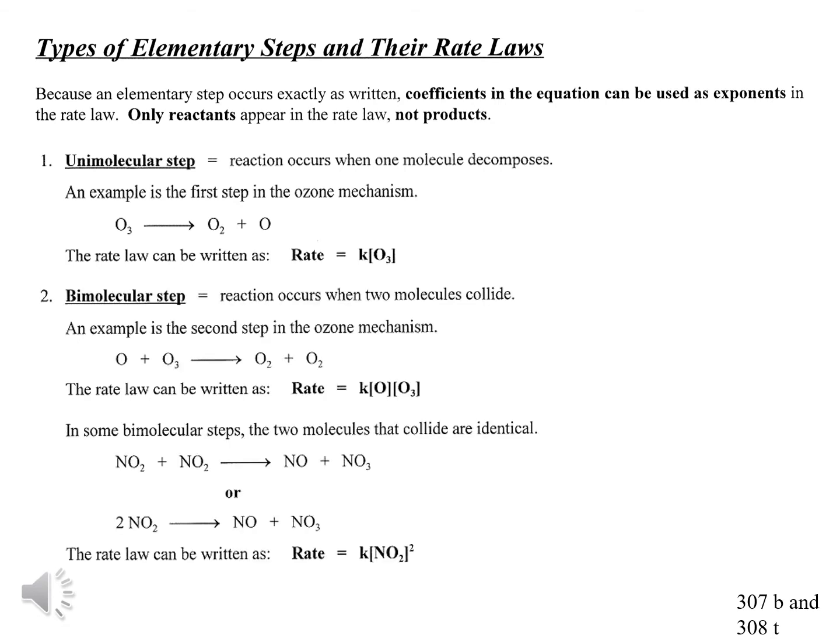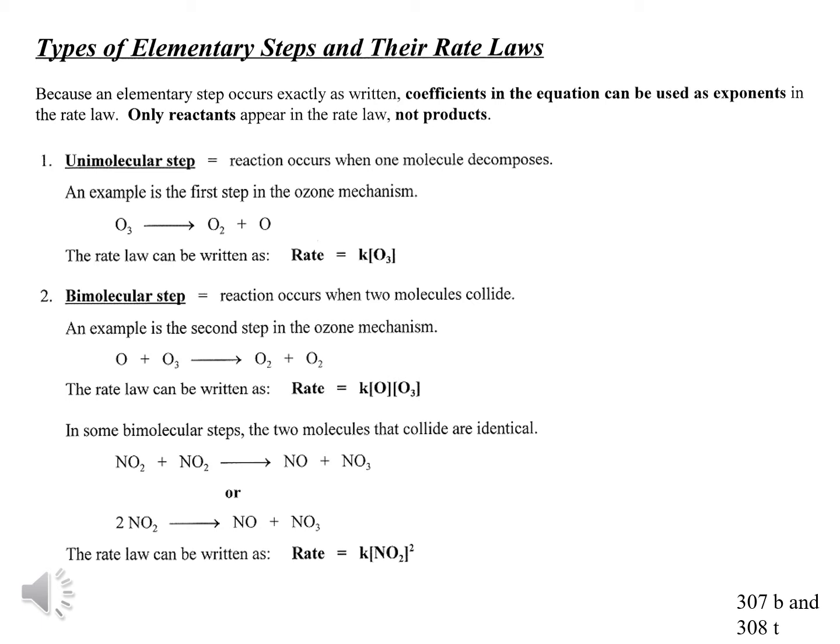Another kind of a mechanism step is called a bimolecular step, which is where two molecules collide and react. The second step in the ozone mechanism is one of these, and you can write the rate law in this case as K times oxygen atom to the first times O3 to the first, because those are the coefficients.